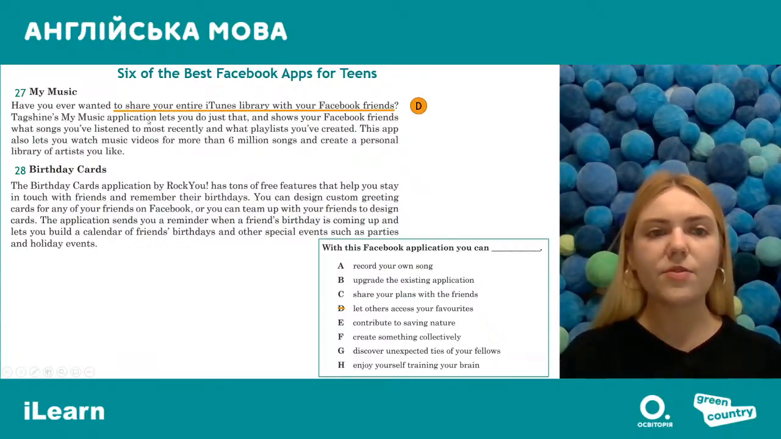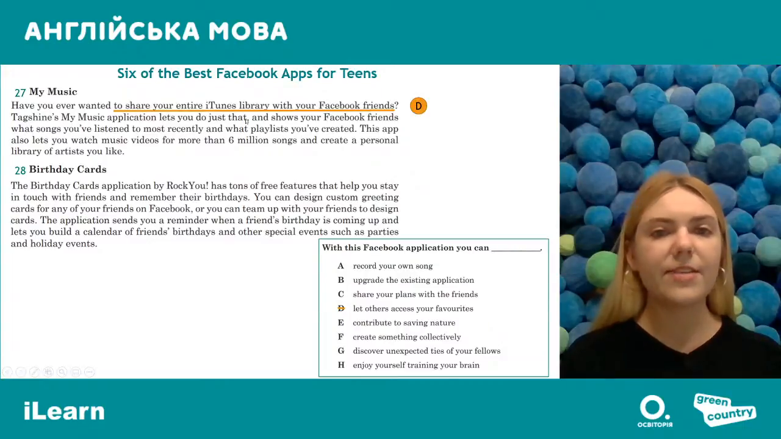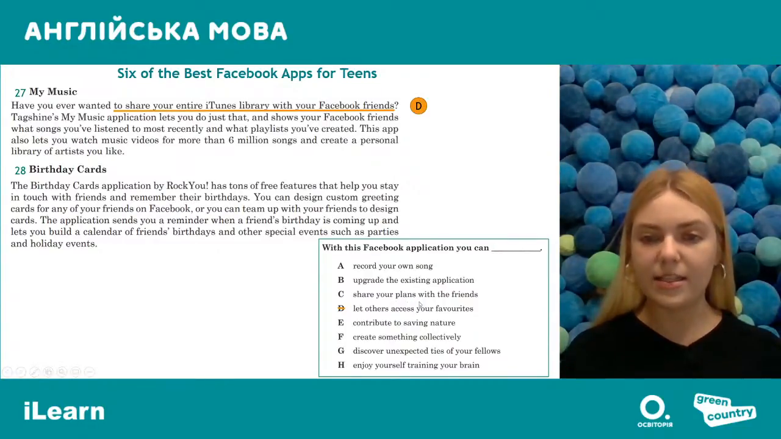So here you have the word share, which means ділитися, and you have the word share in C. But in C, you have share your plans with the friends, and in the text you have nothing about plans. The text tells us about music. So it's not C, because yes, you can share something, but there is nothing about plans. So be very attentive while reading the answers, because here you have the word plans and you have nothing about plans in the text. So the answer is D here.